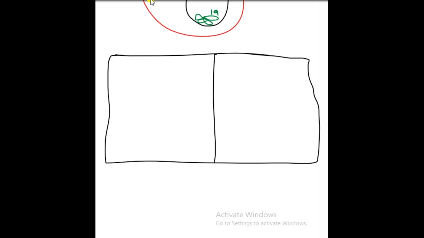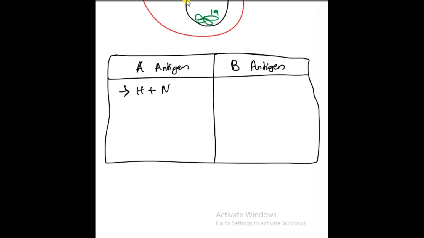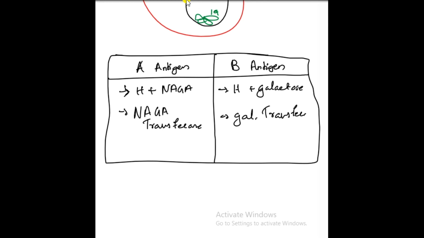So we can just make a table, the blood group A and the blood group B. In blood group A, we have the A antigen, and in blood group B, we have the B antigen, which means that antigens are located on the surface of the RBCs. A antigen consists of H and NAGA, and B consists of H and galactose. The enzyme involved in A antigen is NAGA transferase, and in B, galactose transferase or transferase B. In A antigen, the enzyme is also known as transferase A, and both are produced from chromosome number 9.